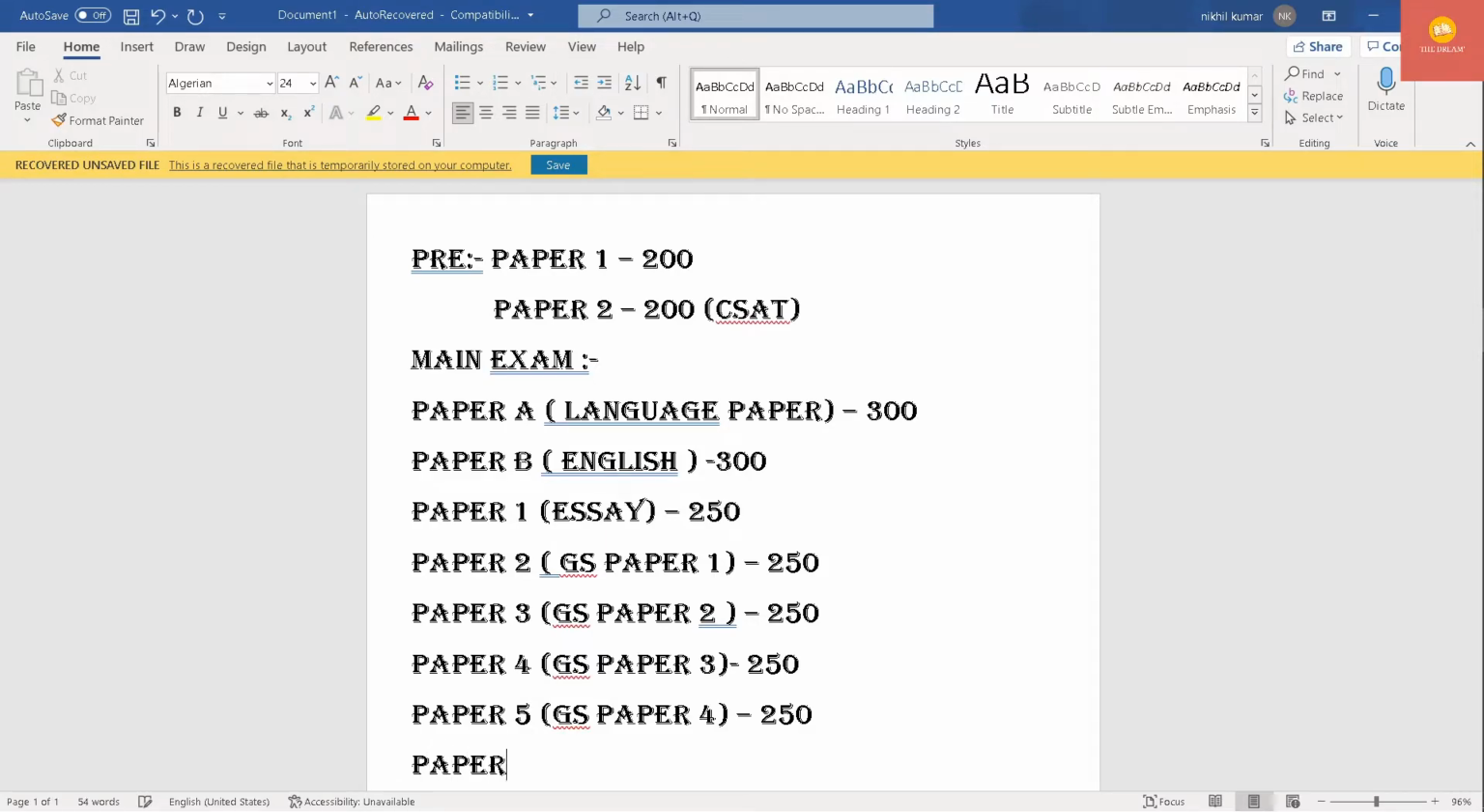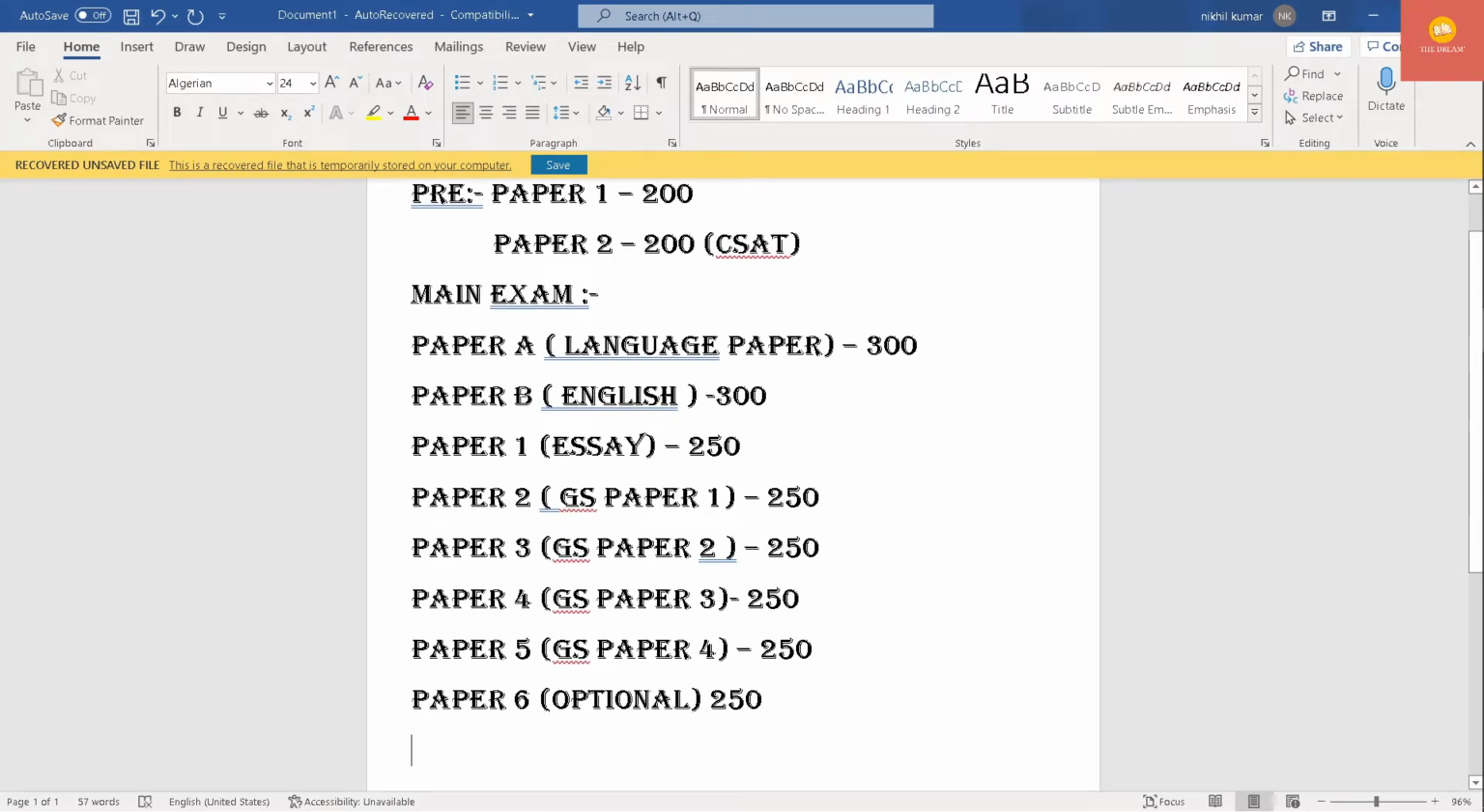Again we have paper 6, which is your optional paper. UPSC has provided us a subject list in which you have to choose one optional paper as your optional. That also consists of 250 marks. And we have paper 7, which is also related with your optional.